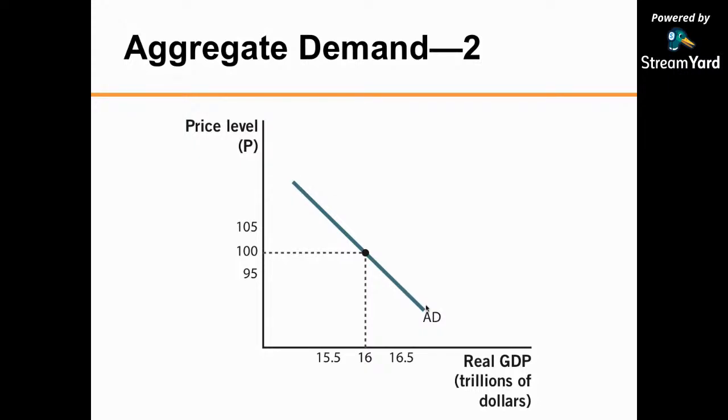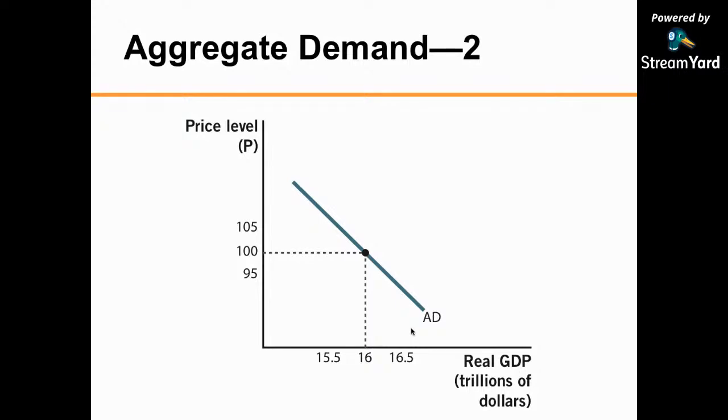And the reason why this demand curve has a negative slope is because an increase in the price level is going to lower that aggregate demand. So if the price level goes up, demand will go down. If that price level goes down, demand will go up. That's just simple supply and demand that we've talked about.